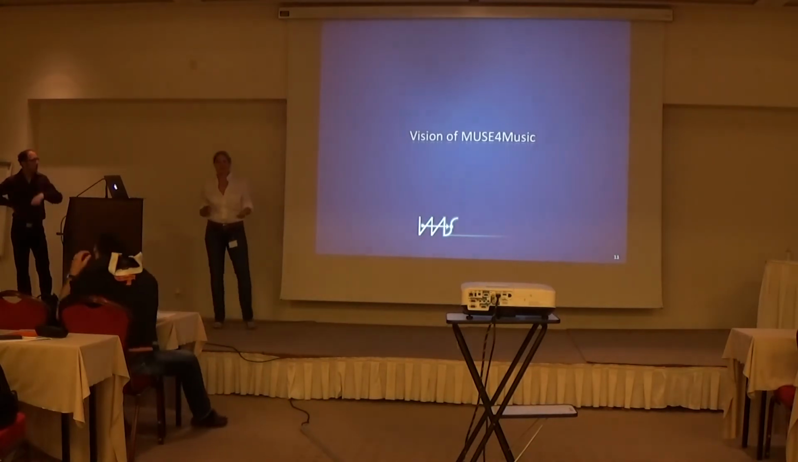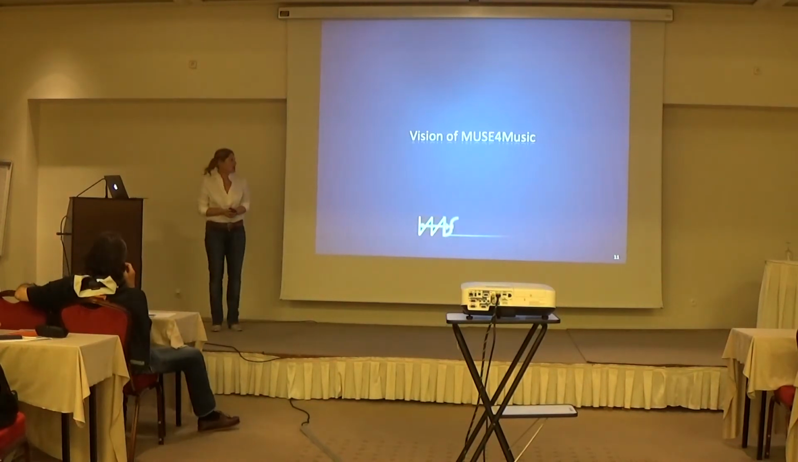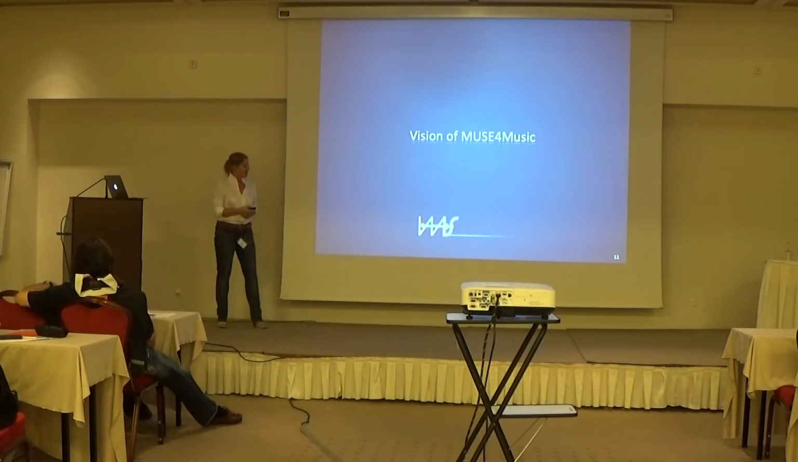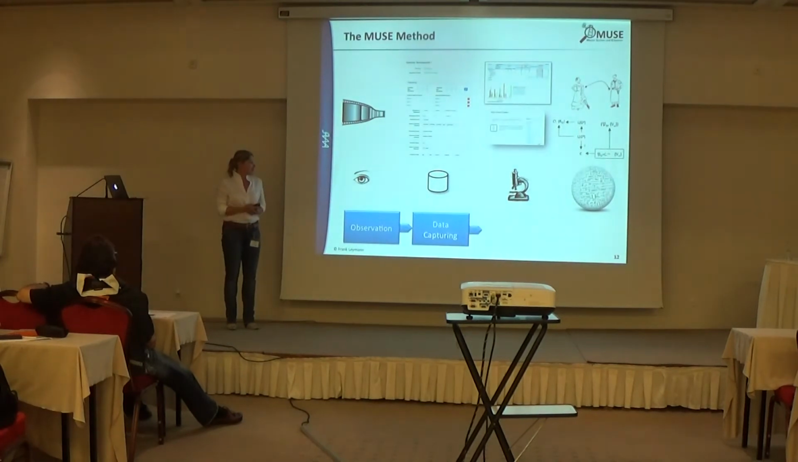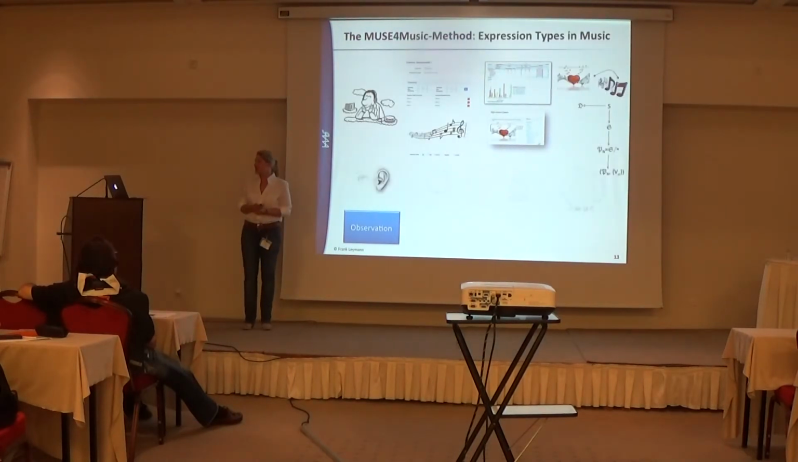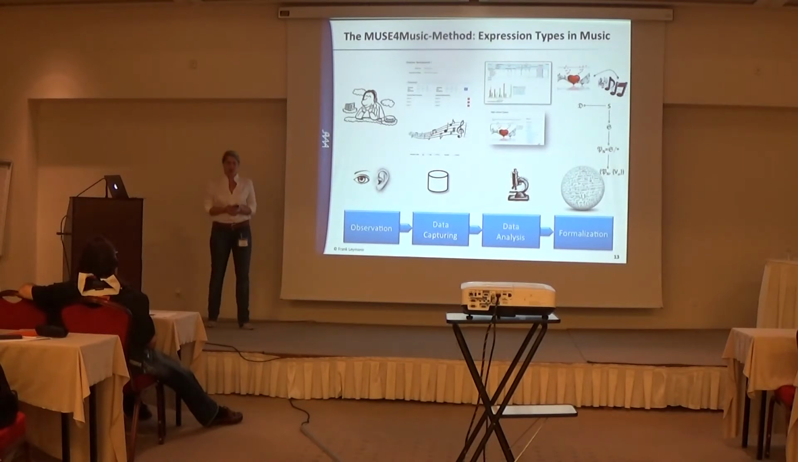We've got now the whole scope of the problems there are. Now we want to come to our solution actually. We want to come to our vision for music, how can we solve this problem. And as you can see from the title already, it has MUSE in it again, and just to recap, in the morning I already introduced our MUSE method. That is observation, data capturing, data analysis and formalization. Just very simple, and as I said already, we now want to use this method to help musicologists in their historical interpretation to gain new insights on how these expression types work in the music we're looking at, in music from the 19th century.